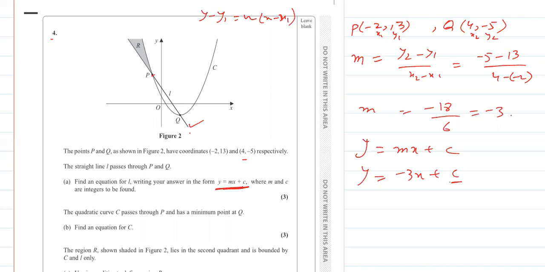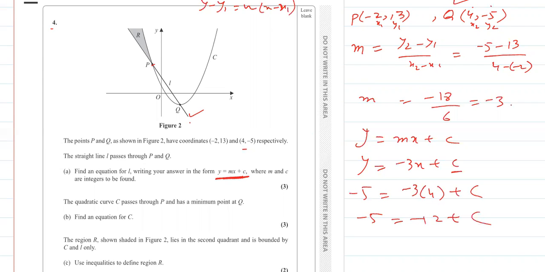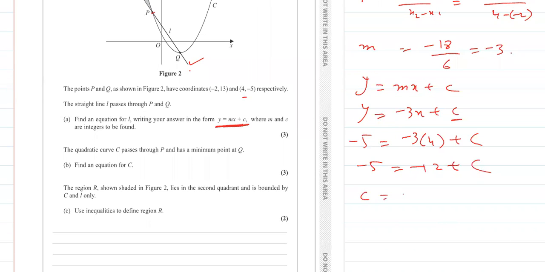Now the thing that I have to find is c. For finding c, I can put any one of the points. So okay, I'm going to choose this point. I will take this x, this y. So that will be -5 equals -3 into 4 plus c, which is -12 plus c. So c will be equal to -5 plus 12, so c will be equal to 7.